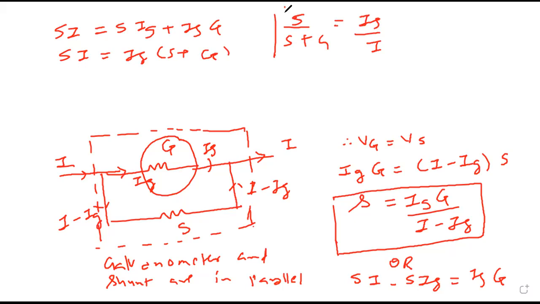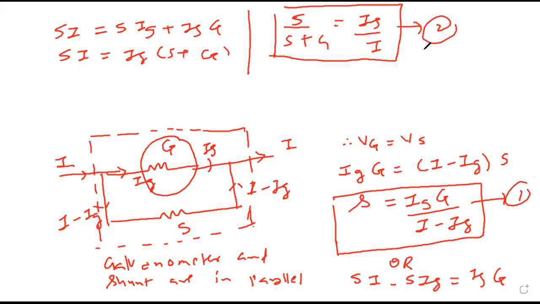So I prefer that you remember this formula: S upon S plus G is always Ig upon I. One formula is S equals Ig into G upon I minus Ig. Second formula: S upon S plus G equals Ig upon I. Please copy this much.